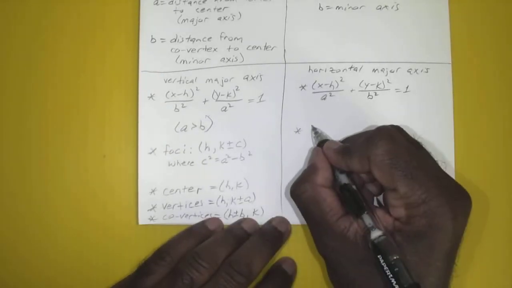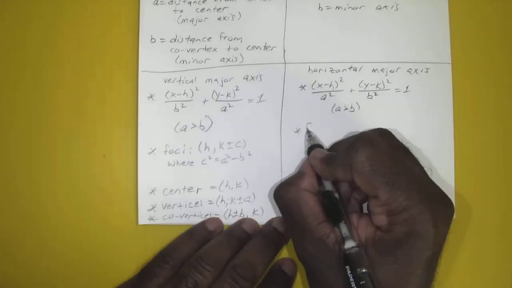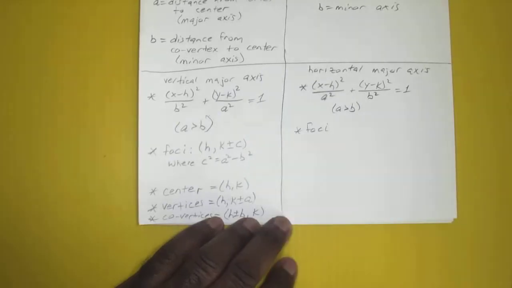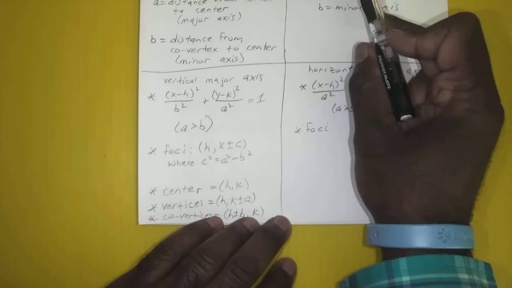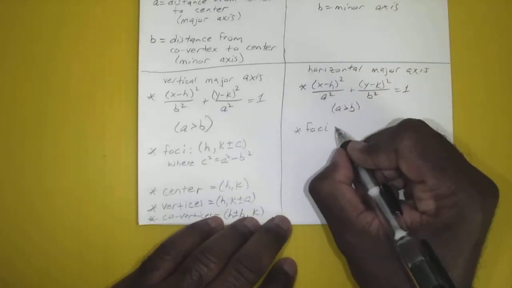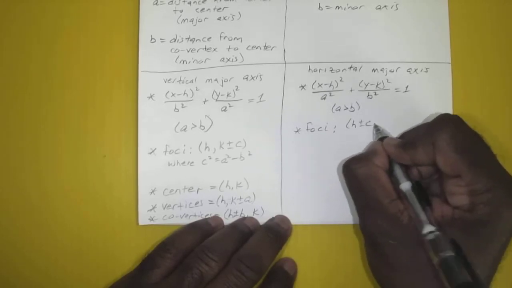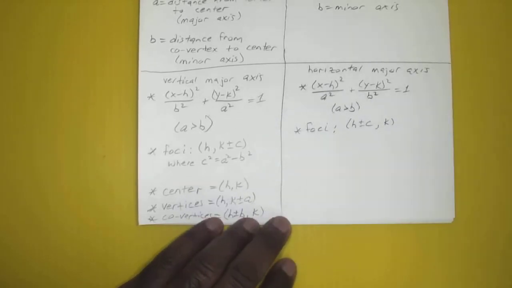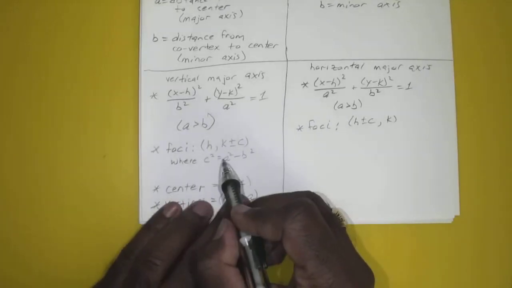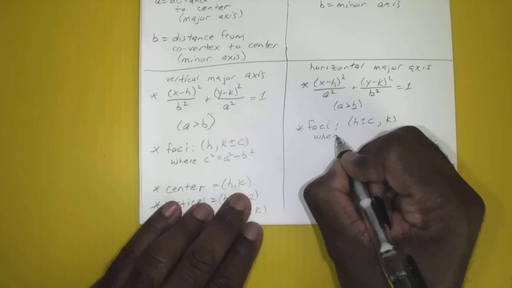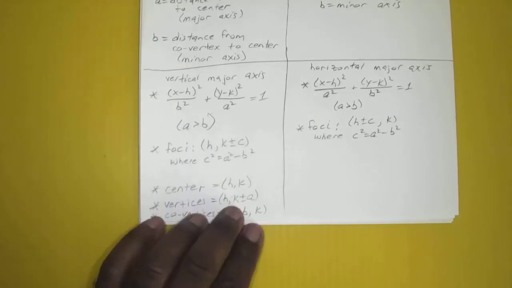All right. And again here, A is greater than B. Okay, so if you're looking for your focus points, remember you're starting at your center, but you're going to the right and the left C number of units. Okay, so that's H plus or minus C, K, where again C squared is equal to A squared minus B squared.